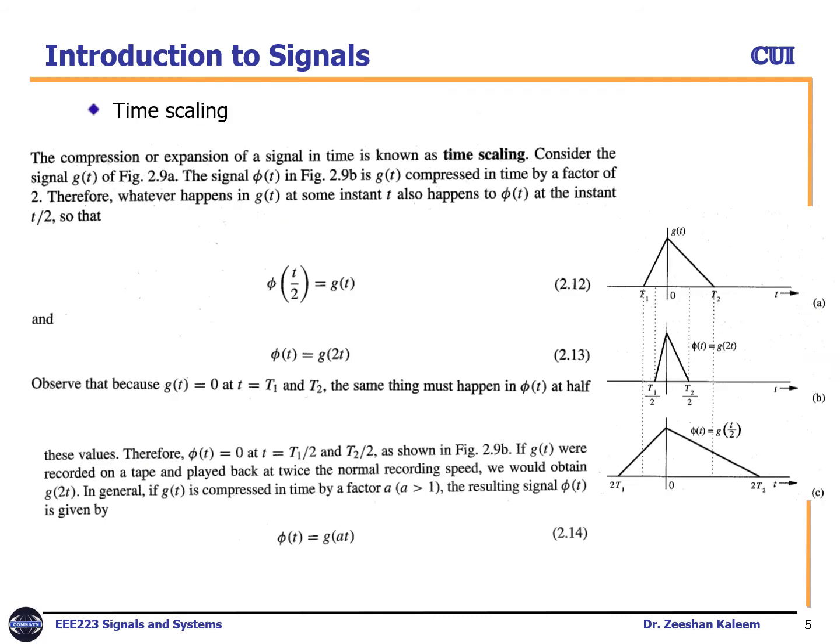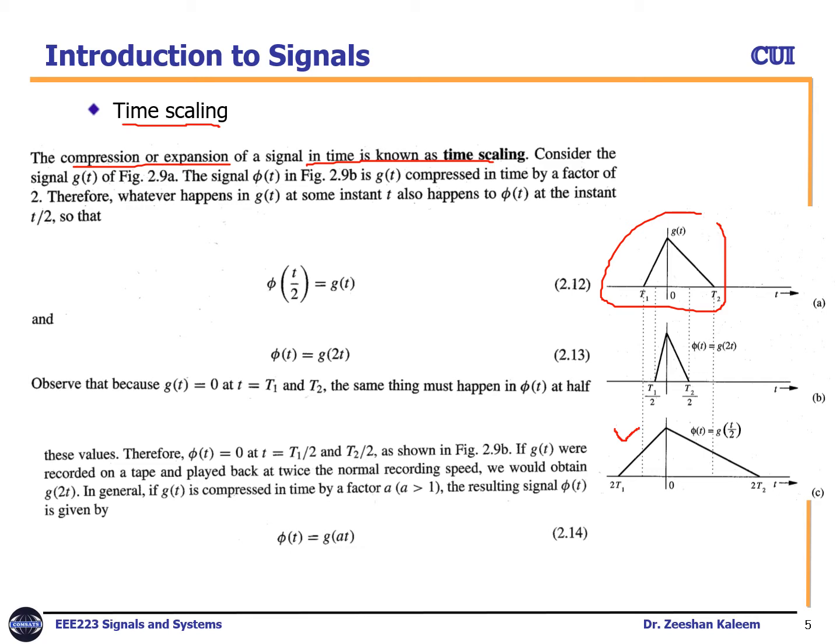Let's move to another property. It is called time scaling. As its name suggests, we have to scale with respect to time; the x-axis will be scaled. Time scaling results in compression or expansion of a signal in time. For example, this is your original signal. When it is compressed like this, it is called time scaling. When it is expanded like this, it is also called time scaling.